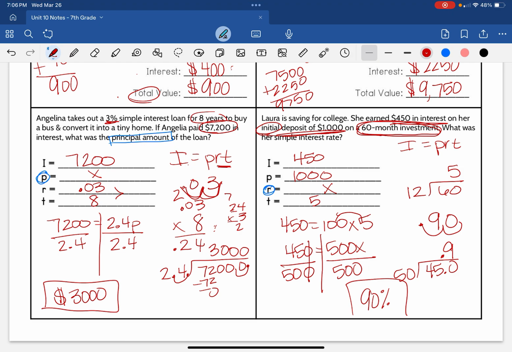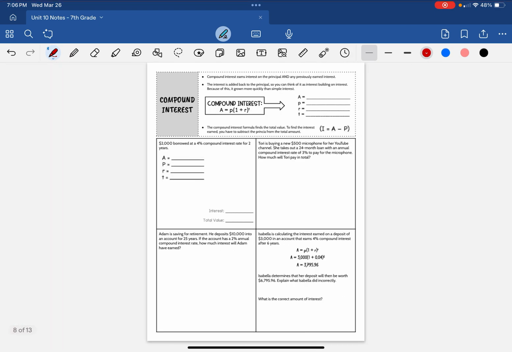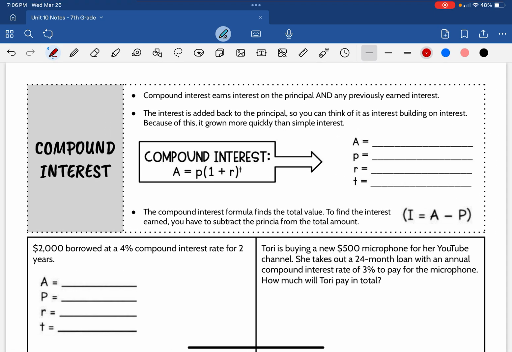Okay, let's go to the next page. Turn it over. There's compound interest. Compound interest earns interest on the principal and any previously earned interest. So a while ago, we were only earning money on the initial. This one, you can earn interest on top of interest. So the interest is added back to the principal so that you can think of it as interest building on interest. Because of this, it grows more quickly than simple interest.